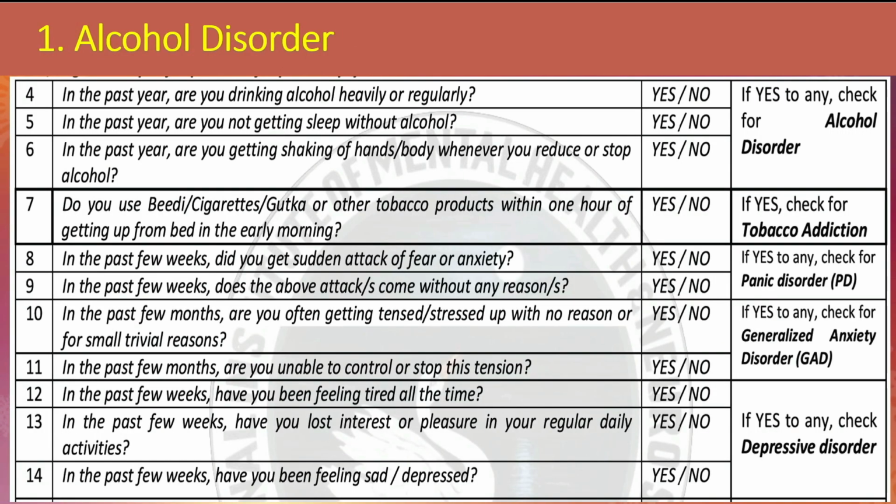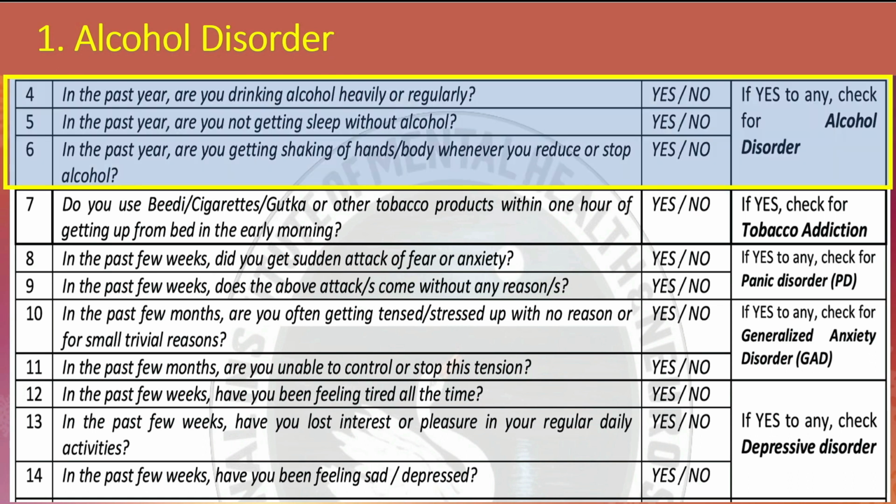Now we are moving into the specific questions. Questions number 4, 5, 6 discuss alcohol disorder. Question number 4: in the past year, are you drinking alcohol heavily or regularly? If yes, please tick that. Question 5: in the past year, are you not getting sleep without alcohol? Yes or no? Sixth one: in the past year, are you getting shaking of hands or body whenever you reduce or stop alcohol? If any one of the questions is yes, go through the diagnostic criteria which is present in the clinical schedule.